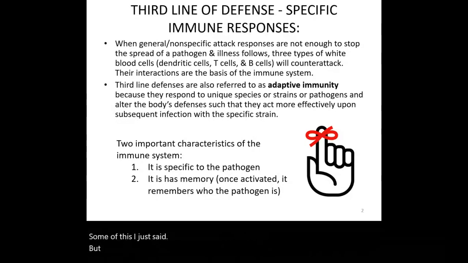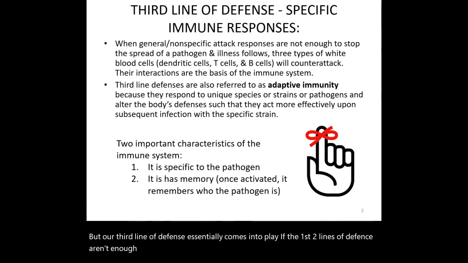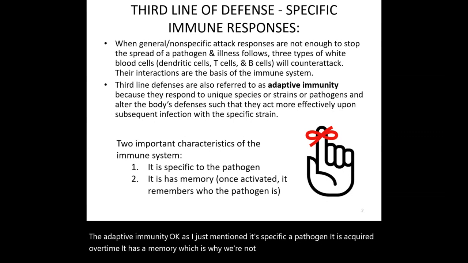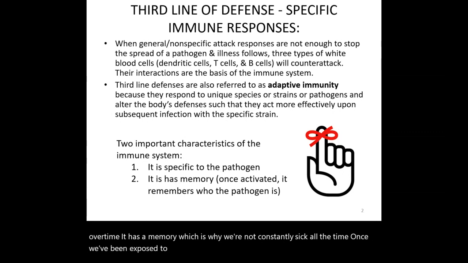So some of this I just said. But our third line of defense essentially comes into play if the first two lines of defense aren't enough to either prevent or eliminate an infection. So the adaptive immunity, as I just mentioned, it's specific to a pathogen. It is acquired over time. It has a memory, which is why we're not constantly sick all the time. Once we've been exposed to E. coli, we now have antibodies made and ready so that it doesn't take quite as long. We don't have to create them from scratch.